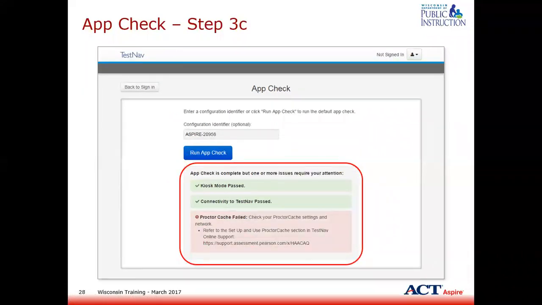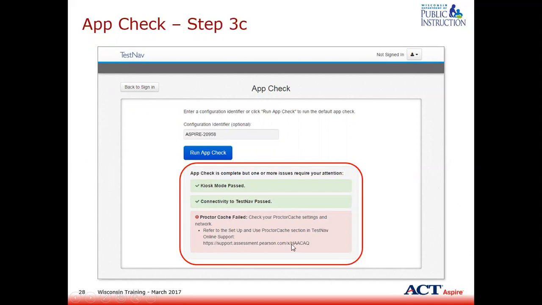And in this last example, this one has, again, the configuration identifier entered, but in this case, we can see that proctor cache failed. So whenever it's successful, you're gonna have that green check mark and the green background. If there's ever an issue, you're gonna have that red background with a red alert, little exclamation point. And when this happens, we're gonna try to help you. So we're gonna tell you why it failed. You need to check your proctor cache settings and network.